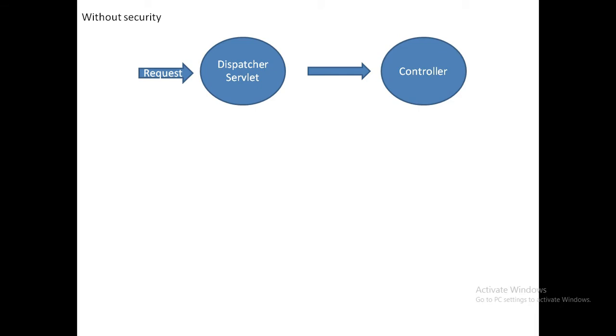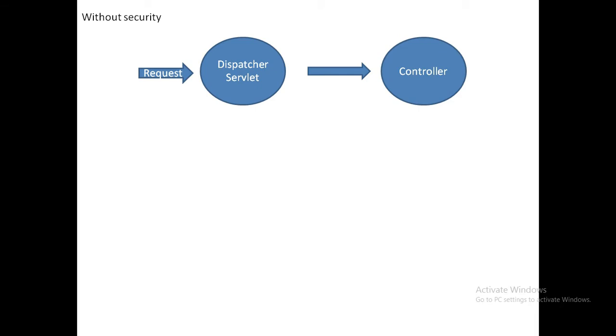Hope you guys are clear with this flow in the application without security. The request comes to the dispatcher servlet, it checks the URL mapping, and from the URL mapping it calls the corresponding controller, and from this controller the particular method gets executed and we get the response. This is the flow for the application which doesn't have security.